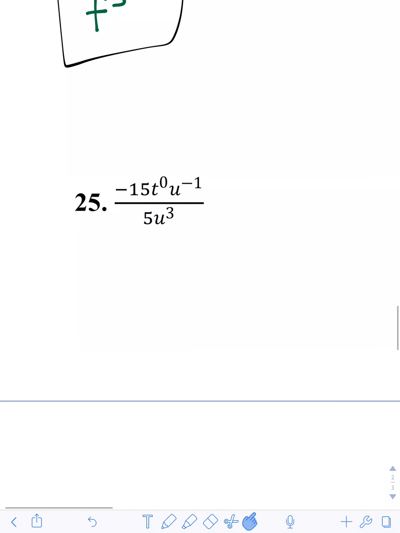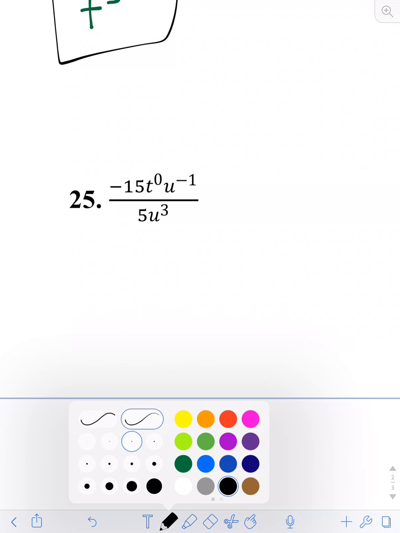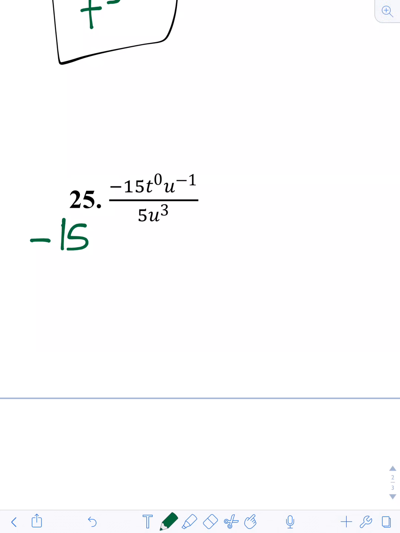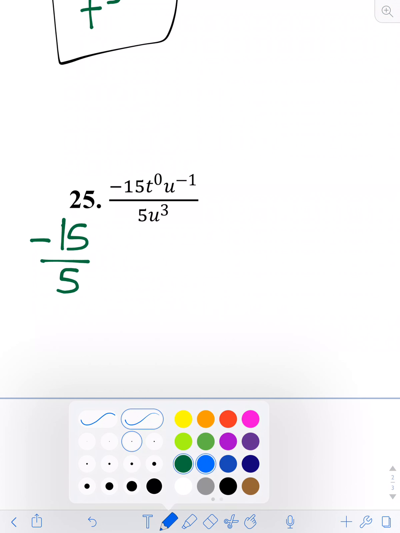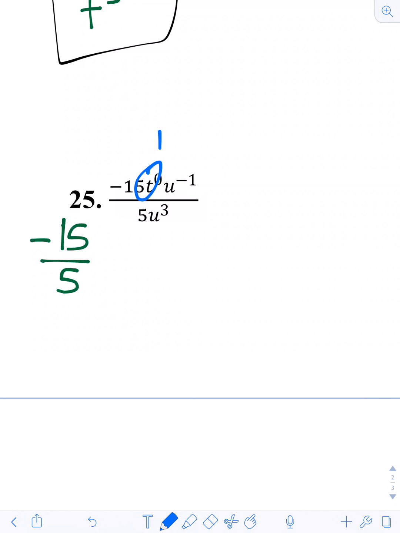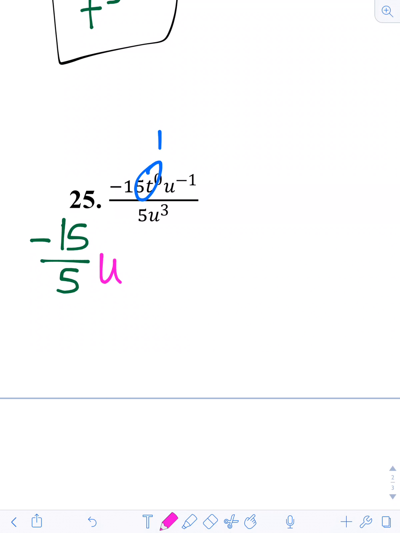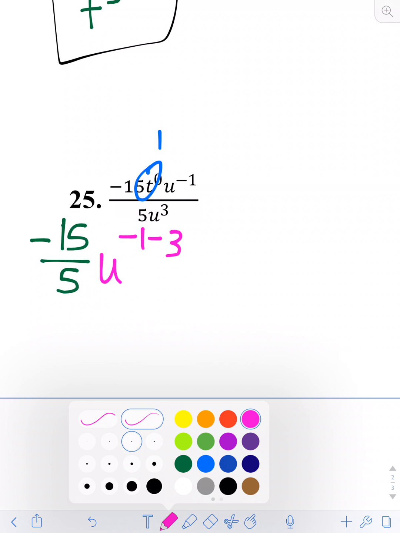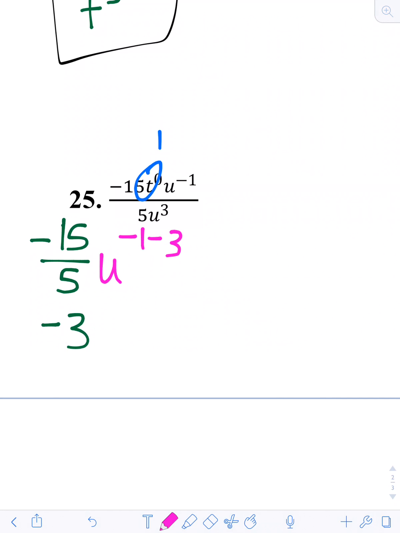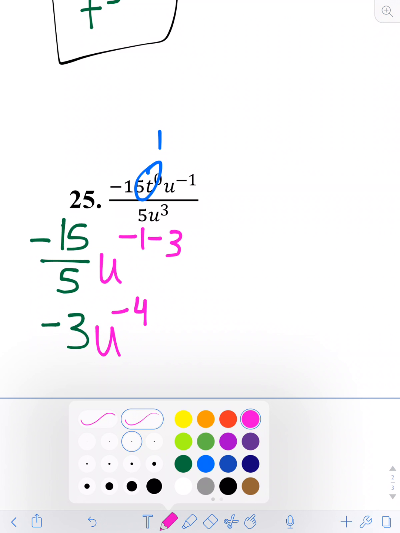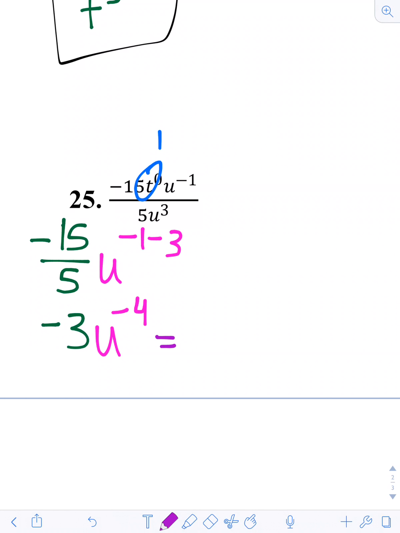All right. Okay, last two. So here I'm going to rewrite this again. Negative 15 divided by 5. This t to the 0 power, that's just a 1. So pretty much you're going to ignore that. And then we have u, negative 1 minus 3. Negative 15 divided by 5 is negative 3. Okay, and then negative 1 minus 3 is a negative 4. You can't have negative exponents, so my final answer here is going to be negative 3, and I'm just going to put this in the denominator, so u to the fourth power. That's how we change the signs on the exponents.